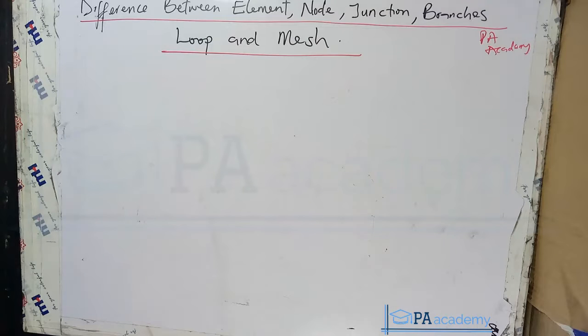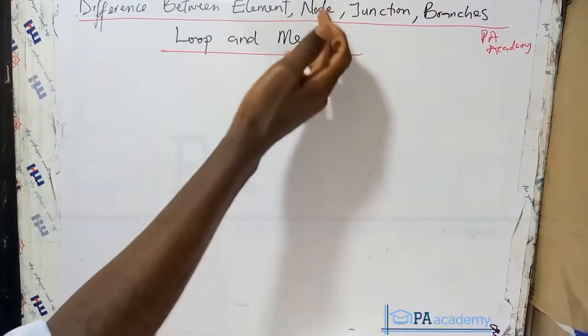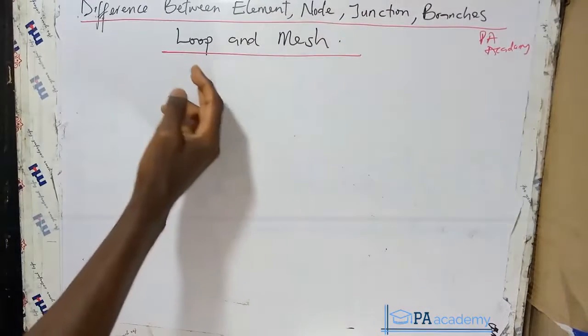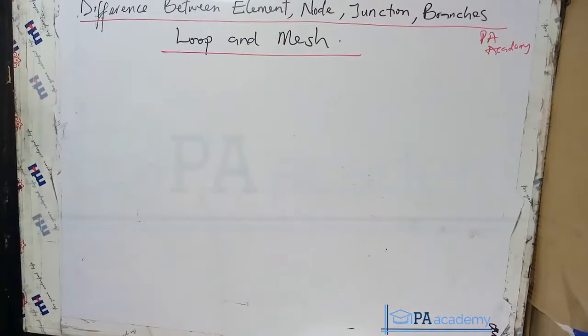Hello everyone, welcome to PE Academy, and in this video I'm going to be showing you the difference between elements, node, junction, branches, loop and mesh. Understanding the difference between all this will be of help whenever you are dealing with circuit analysis.